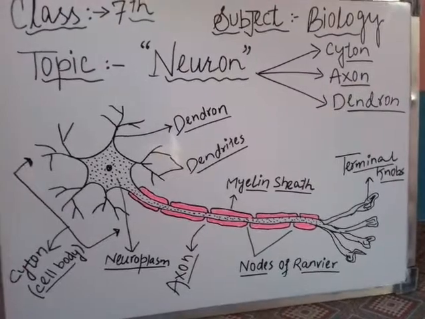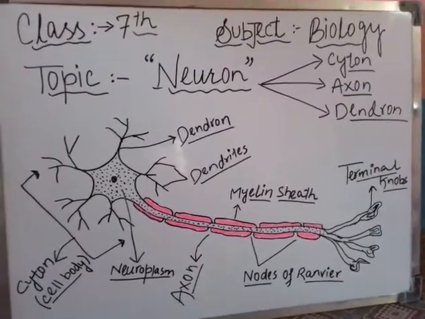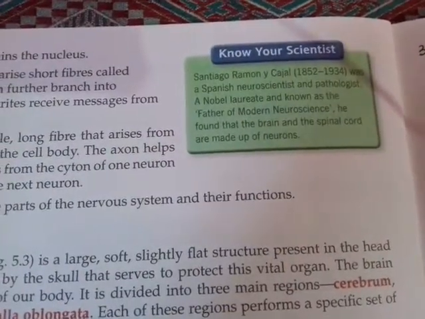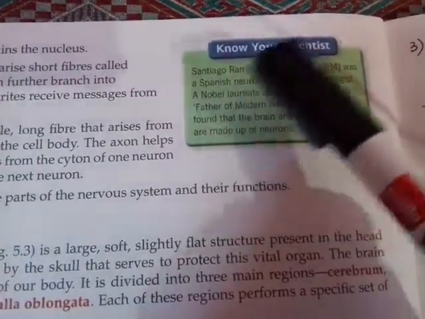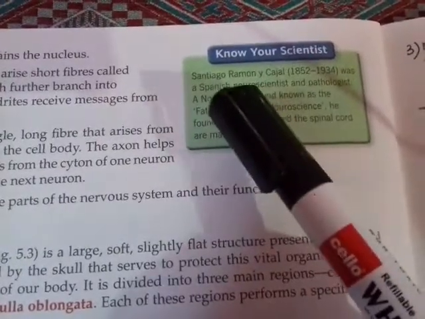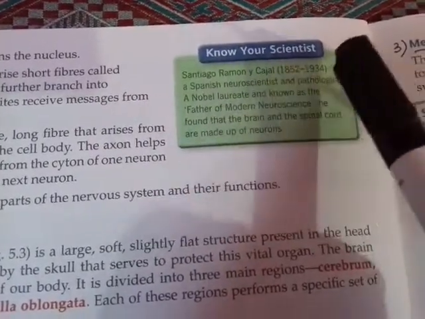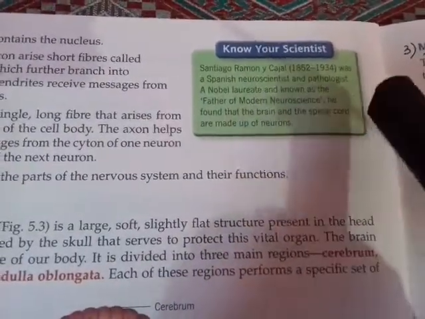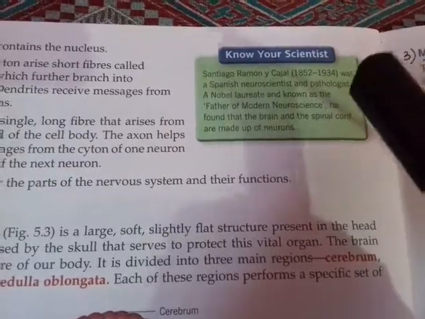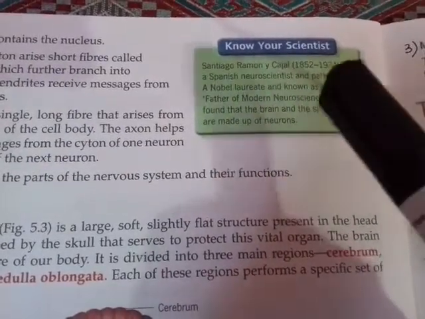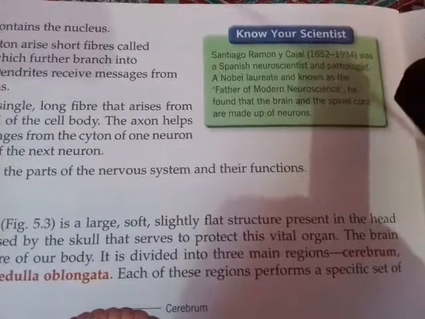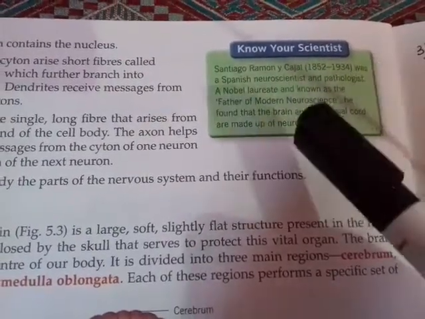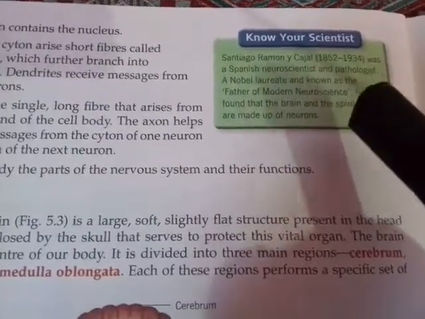Hope you have understood. Now let's move towards the Know Your Scientist column of the book. It is given on page number 46 of your book. The name of the scientist here is Santiago Ramon y Cajal. He is the same scientist who discovered that the spinal cord and brain are made up of neurons. He was the first to say that the spinal cord and brain, which are parts of the nervous system, are made up of neurons. So just remember the scientist, because there are some facts, names of scientists, etc. You just have to memorize these things.